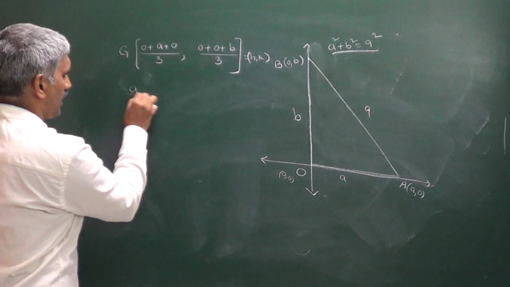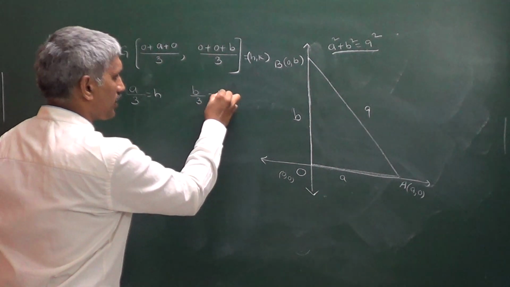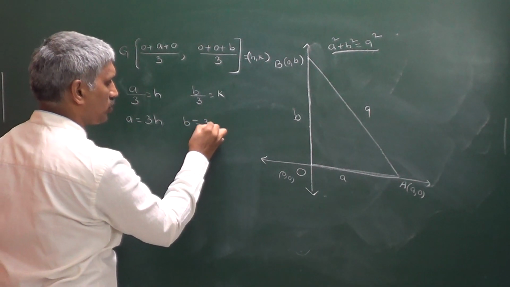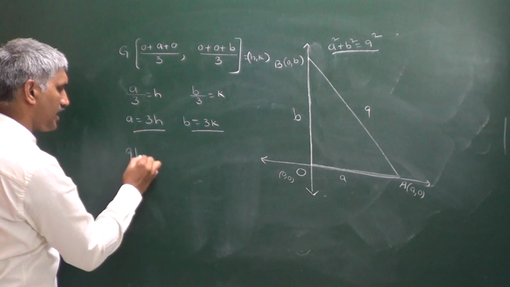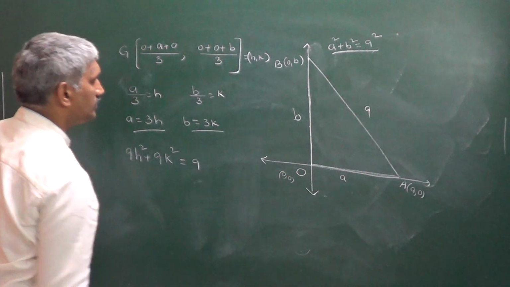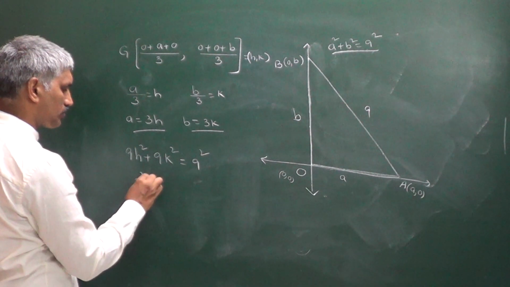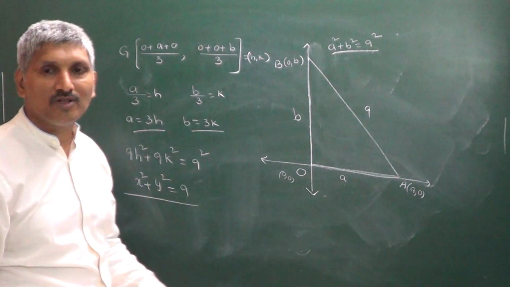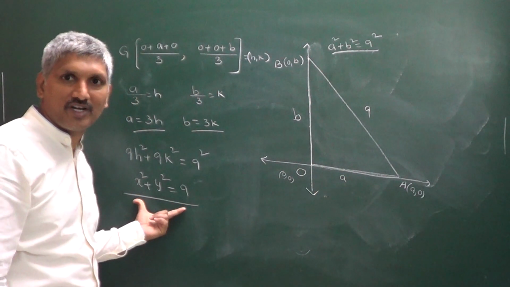Now we get a by 3 is equal to h and b by 3 is equal to k. Therefore a is equal to 3h and b is equal to 3k. Substitute the a, b values there. You will get 9h square plus 9k square is equal to 9 square. Therefore you get x square plus y square is equal to 9. That means all those centroids of the triangles lie on this particular curve.